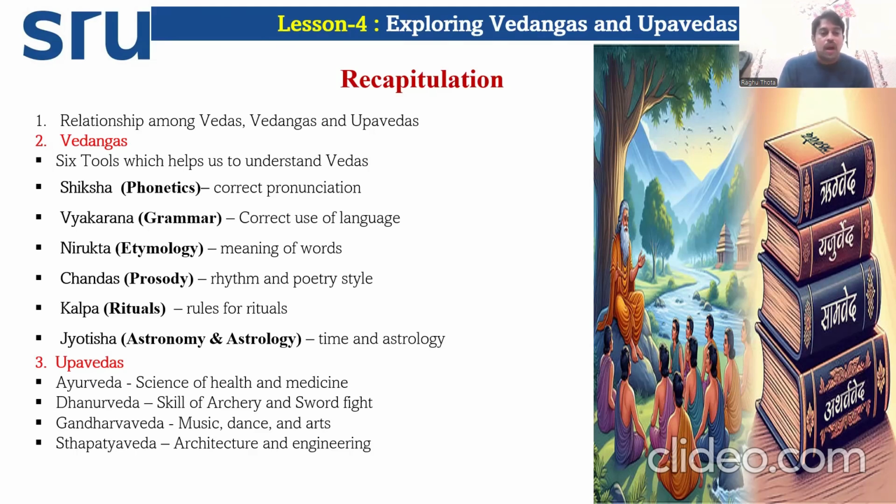For example, if you take Ayurveda, the science of health and medicine, whatever the theory you have learned regarding the treatment of medicine in Ayurveda, you are going to apply that to the patients to treat some diseases by using the method of Ayurveda. It is a skill. That skill you need to develop and enhance. That is called Upaveda. Dhanurveda, it is a skill of archery and sword fight. How to fight at the time of warfare, how to leave the arrows. So all the skills you are going to learn in the name of Dhanurveda.